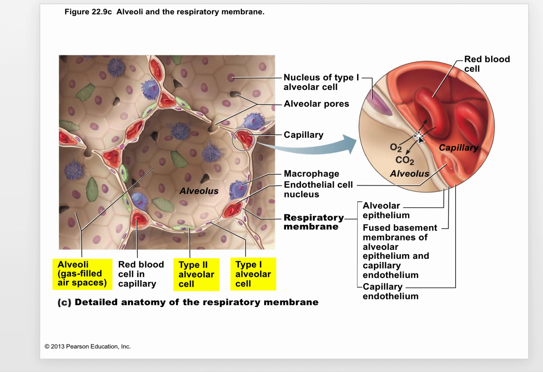This shows how you have the capillary and the alveolus, and how the basement membranes are fused together and make such a small space. It's easy for oxygen to diffuse from the alveoli into the capillary, and for carbon dioxide to diffuse from the capillary into the alveoli. So it's a fairly easy conduction of these gases across this membrane.